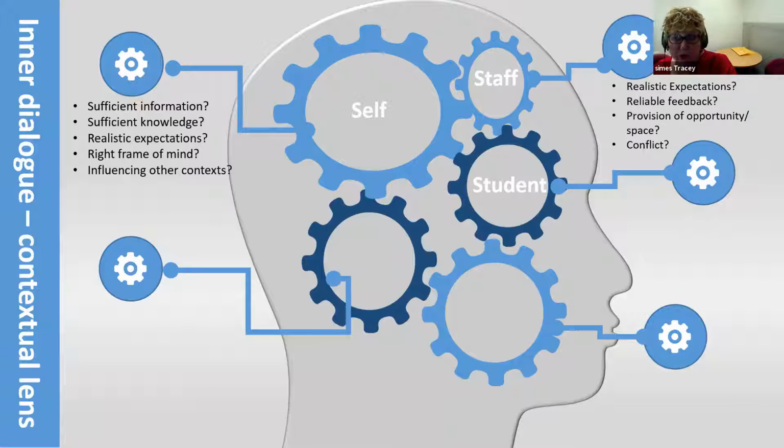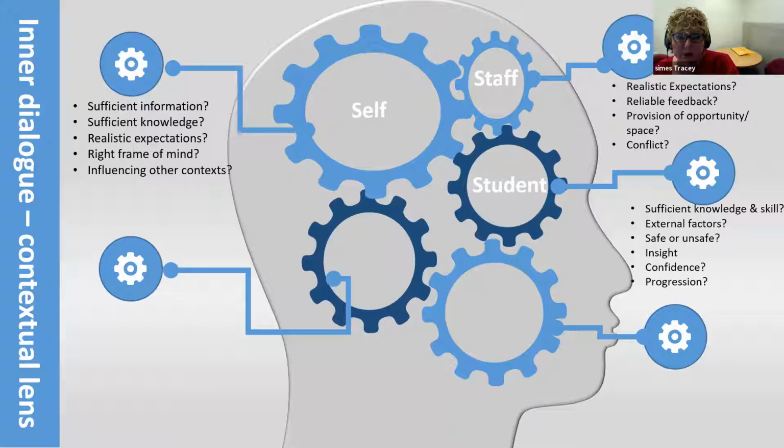The facilitator questions if the student contextual issues may be affecting student performance. Questions that the facilitator asked about the student context were: does the student have sufficient knowledge and skill? Are there some external student issues that are happening, such as things going on at home, that are affecting the student's performance? Is the student safe or unsafe? Does the student have insight into performance? Does the student have the correct level of confidence? Is the student progressing? Is there progression that matches the stage of the student's study, such as are they performing at third year level? The fourth contextual lens is that of time.